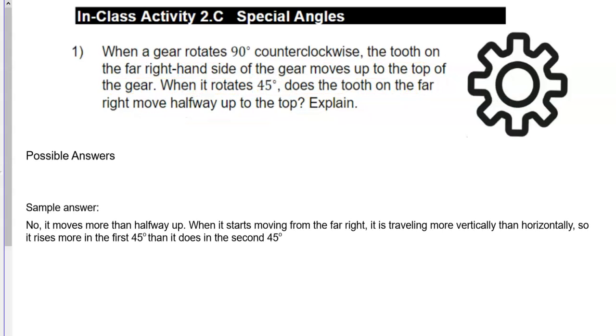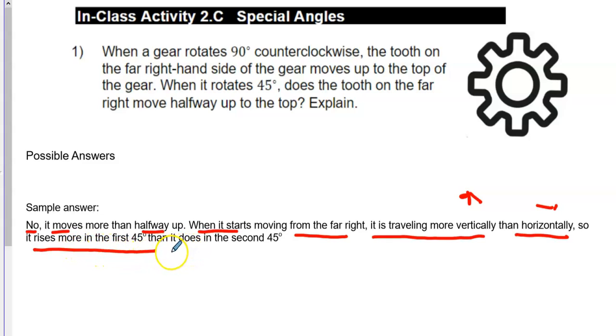Your answers will vary, and one possible answer is that no, it moves more than halfway up. This is because when it starts moving from the far right, it is traveling more vertically than horizontally. So it rises more in the first 45 degrees than it does in the second 45 degrees.